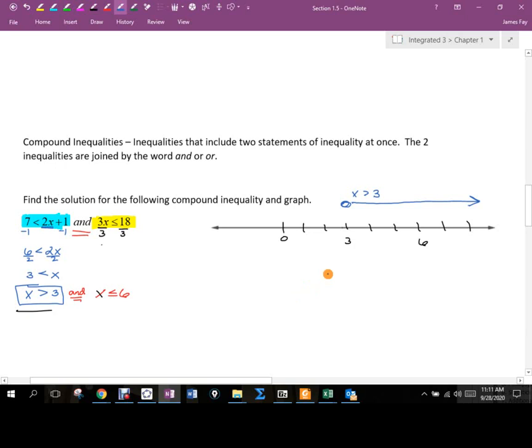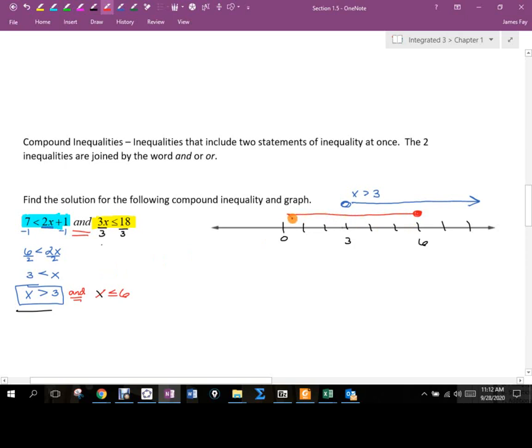Just for my notes, when I go from an inequality statement in algebra to the graph, I like to label my graph as much as I can so I can quickly look at that and say, okay, what did that blue line mean to me? Oh, that was the x is greater than 3 inequality. I'm going to do the red one. So the red one says x is less than or equal to 6. So at 6, I have a closed dot now because of the equality part.